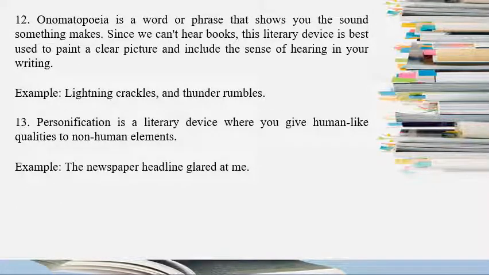Then we have onomatopoeia. It is a word or a phrase that shows you the sound something makes. Since we can't hear books, this literary device is used to paint a clear picture and include the sense of hearing in your writing. So for example, lightning crackles and thunder rumbles. Another example is, the rat-a-tat of the machine gun is very loud. That is onomatopoeia.